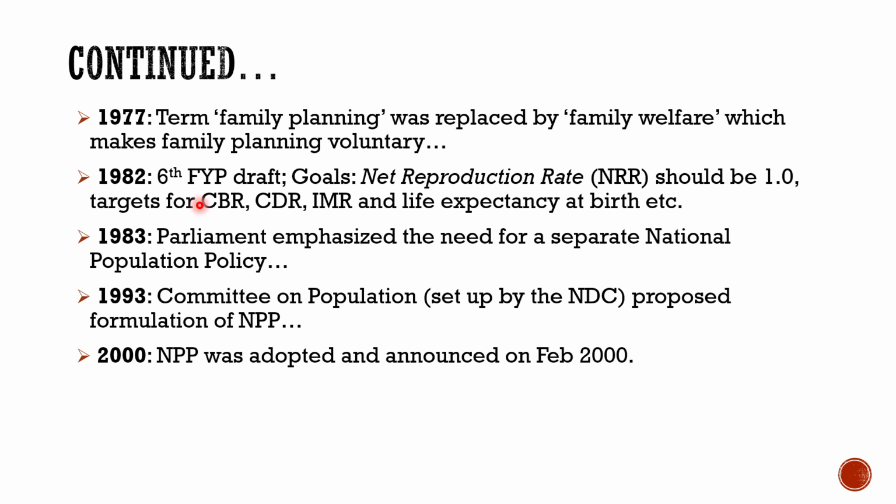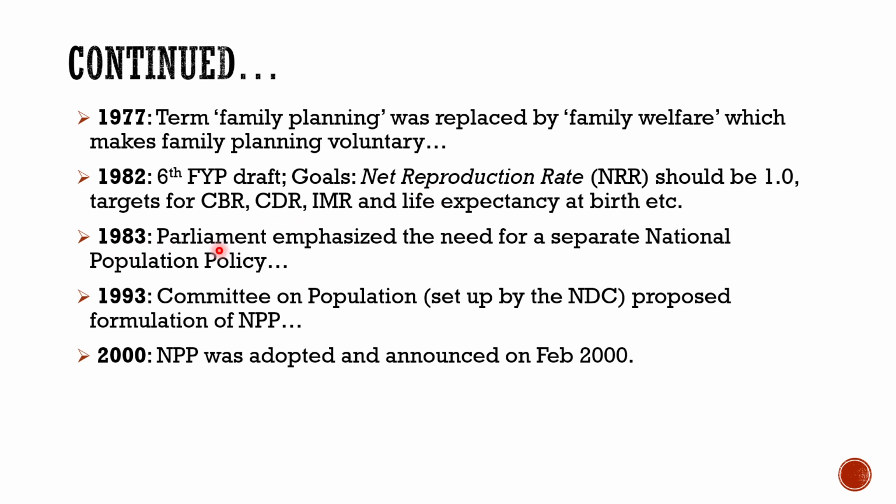In 1982, with the sixth five-year plan draft, we made some goals of projecting NRR. We made targets of crude birth rates, crude death rates, infant mortality rates, and life expectancy too. The net reproduction rate is somewhat different from the fertility rate. It is the number of female children a woman would have over her reproductive period. So the target is one female child per woman.